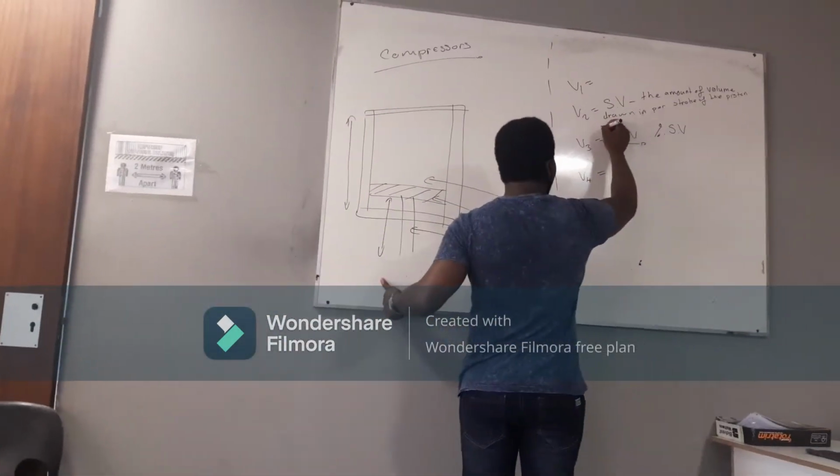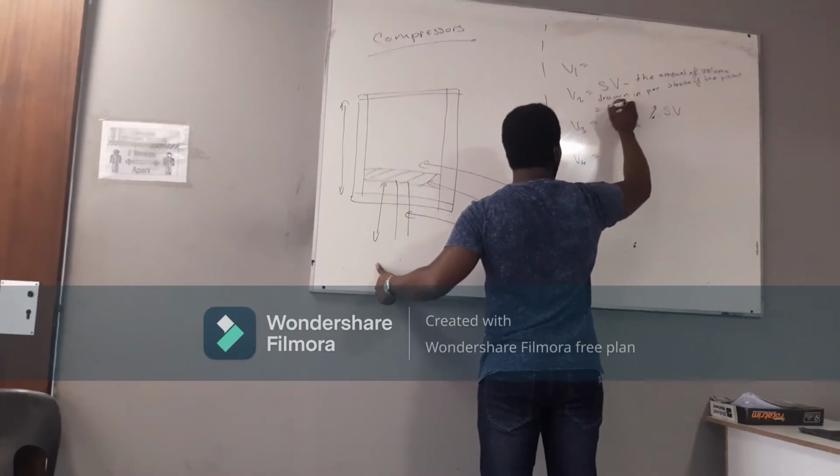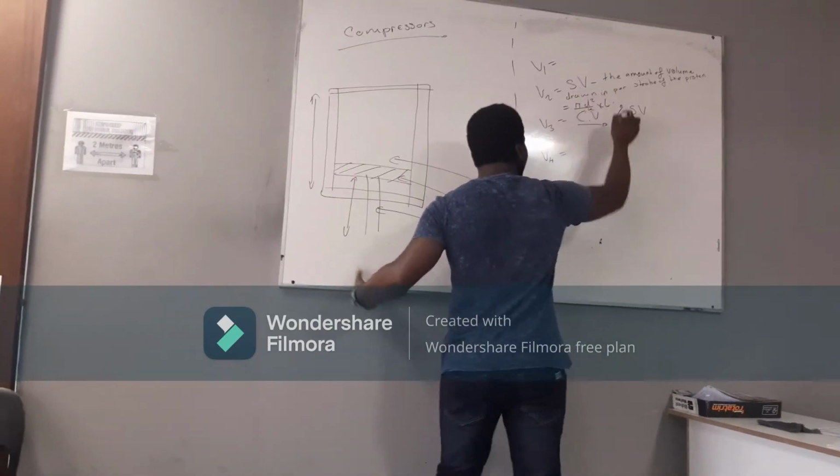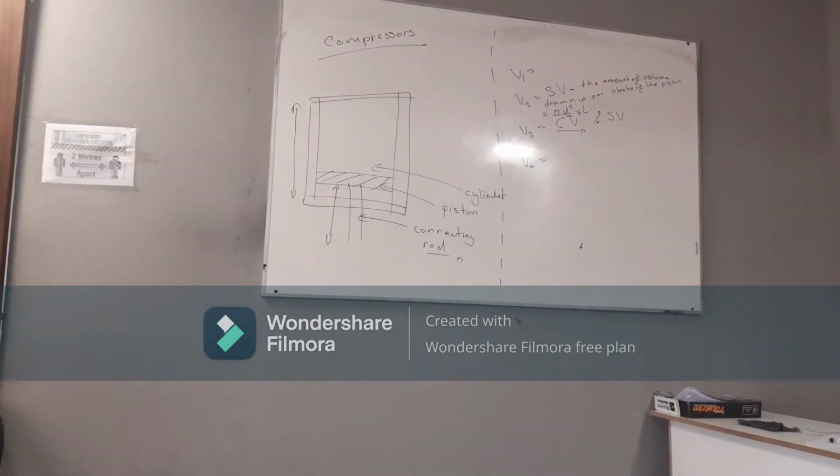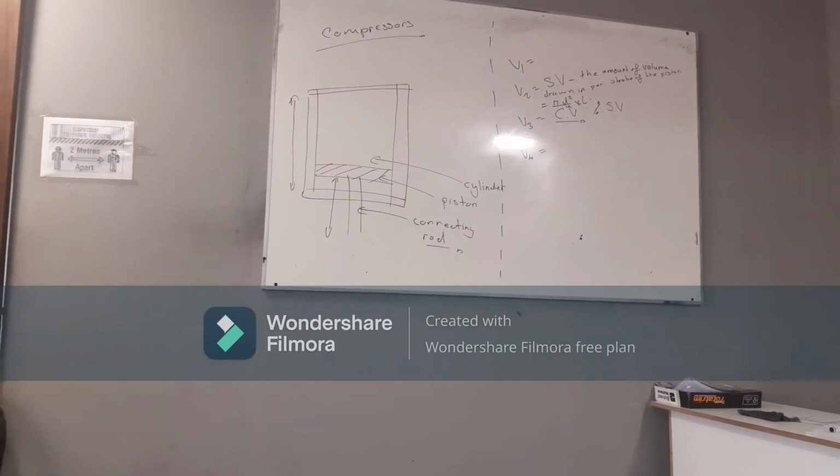So the formula for this is pi d squared over 4 multiplied by L, where L is the stroke length. So that will give us the volume. Are we together?